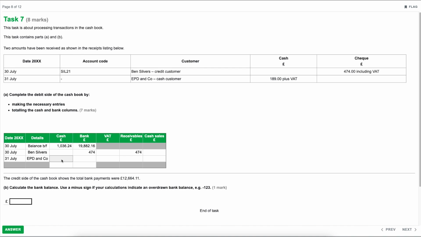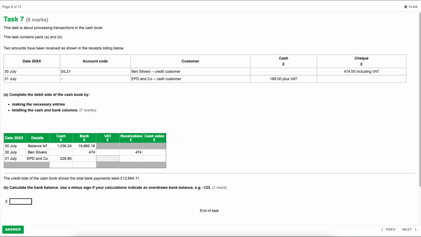So we need to work that out because it only gives us the net amount here of £189 plus VAT. Now I think it's safe to assume here, because it doesn't say otherwise, that VAT will be charged at the standard rate of 20%. Okay, so firstly, let's work out the gross or total amount. So it would be 189 plus 20%, which works out to be £226.80. So what we would do, we will record the gross or total within our cash column, because that's the actual amount that we've received. We can leave the bank column blank because it obviously doesn't affect the bank because it's a cash customer.